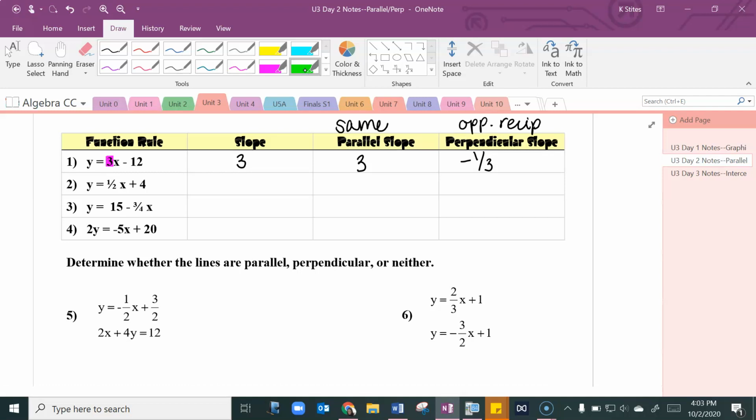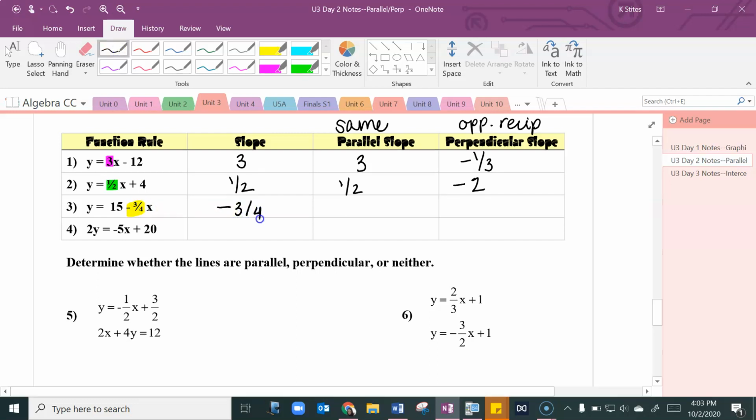Okay, we'll try it again. Slope is 1/2 because that's what's with x. Parallel slope is the same thing. Perpendicular slope, our positive changes to a negative. Flip that 1/2 over to make it a negative 2. All right, we'll keep going. Slope is what's with x, that's a negative 3/4. Make sure you get the negative as well.